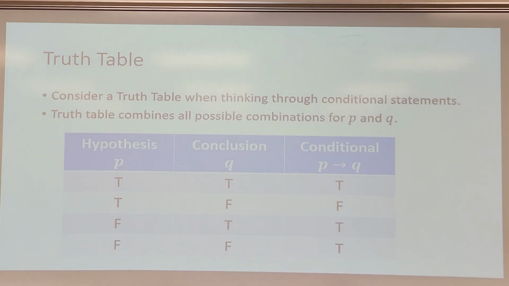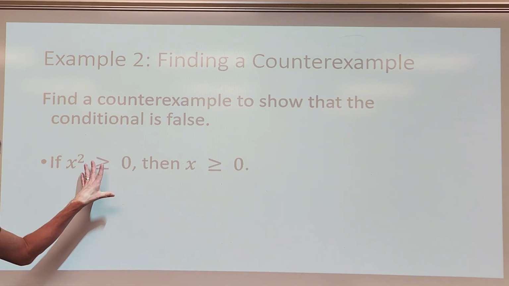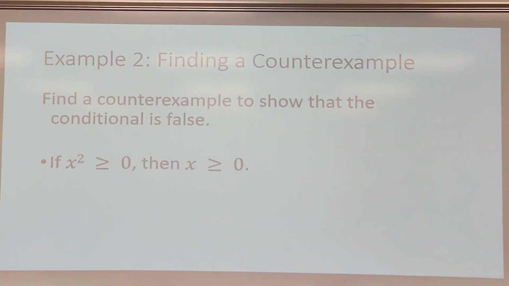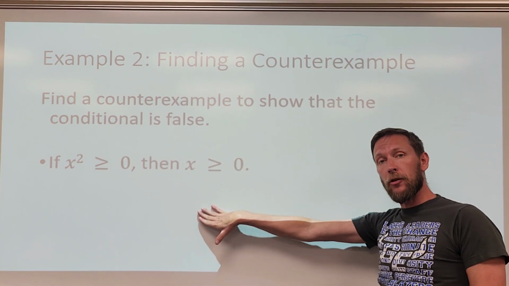Go ahead and fill that truth table out. It considers all possibilities for P and Q. All right? Find a counterexample to show that this conditional is false. This statement might be true for some values of x, but we're going to find a value of x that shows that this statement doesn't work for all values of x.